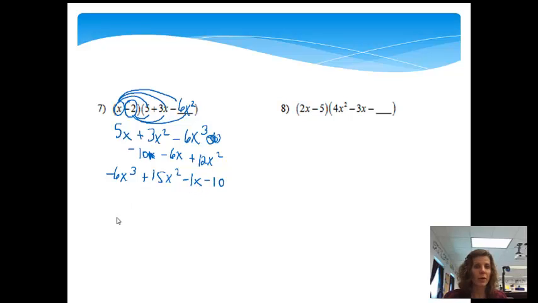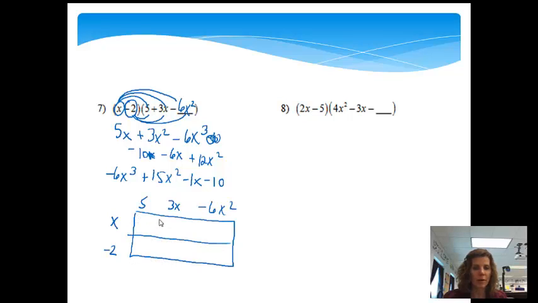All right, so now I'm going to work the rectangular method, and hopefully you'll find this easier. So we've got x and minus 2, and then we've got 5, positive 3x, and a negative 6x squared. Again, this just helps us keep our parts a little bit more organized and helps us to make sure we got everything. Okay, this box is x times 5, which is 5x. This box is x times 3x, which is 3x squared. This box is x times negative 6x squared, which is negative 6x cubed. This box will be negative 2 times 5, which is negative 10. This box is negative 2 times 3x, which is negative 6x, and this box is negative 2 times negative 6x squared, which is positive 12x squared.